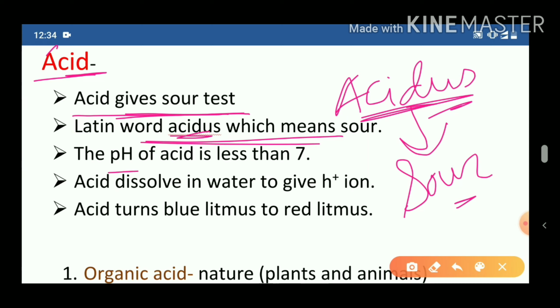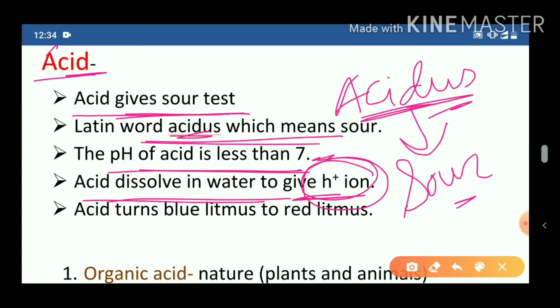Third, the pH of acid is less than 7. pH scale tells us the strength of acid or base. That means how strong is acid and base. So the value of pH is less than 7. Next, when acid is dissolved in water or aqueous solution, it gives H plus ion. This is the special property of acid. That means it gives H plus ion when dissolved in water.